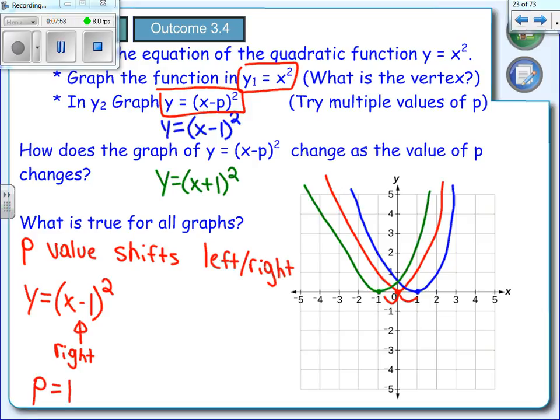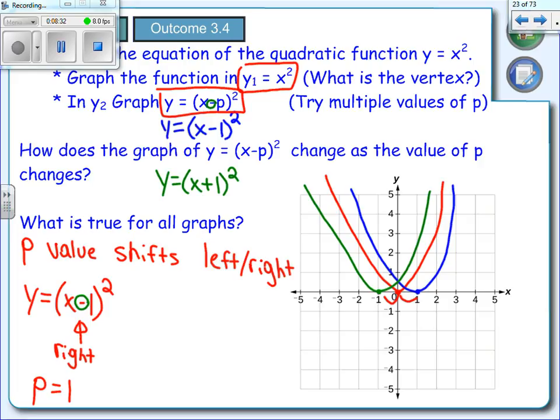It's not -1. And the reason why is because this negative sign right here matches up with this negative sign in our little formula. Meaning that the number 1 matches up with the p. So our p-value actually is 1. It's not -1. But in our formula, when we see -1, that means we're shifting to the right.